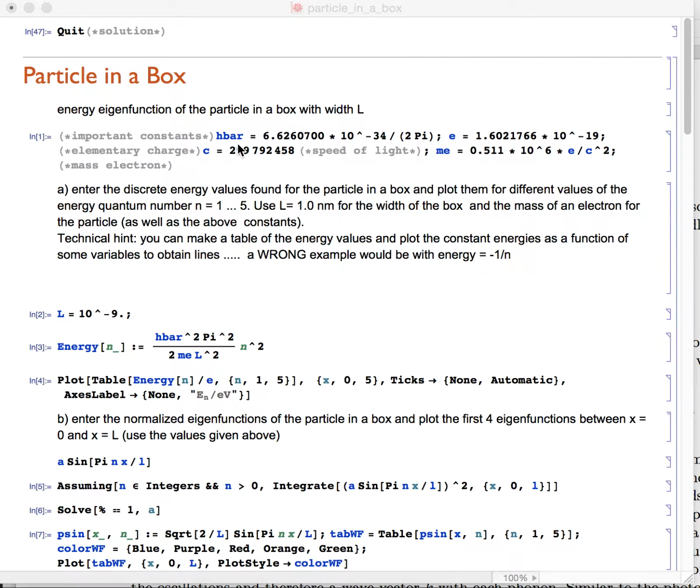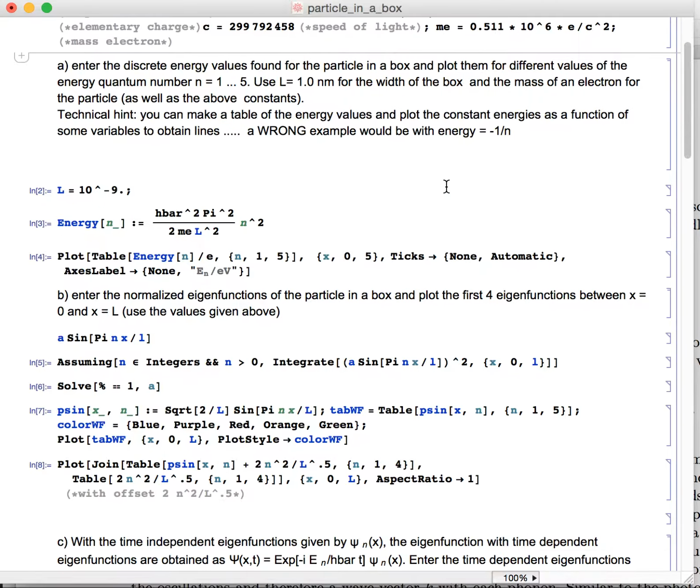So here at the beginning of the notebook, we define some constants, so the usual constants. So here's the h bar, the Planck's constant over 2 pi, elementary charge, speed of light, and then also the mass of the electron. We define that quickly. And then we define the width of the box, so we say it's just a nanometer, and then we get the following value for the energy.